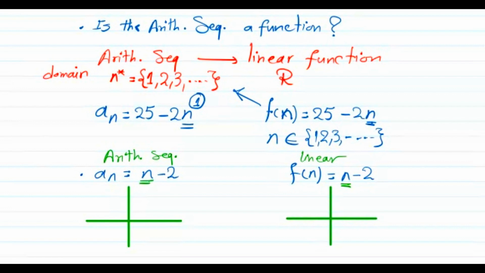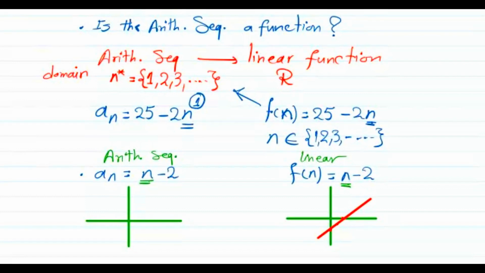In the linear function, we have to represent the function as a straight line, because if n equals 0, that means f of x has to be negative 2. If n equals 1, it has to be negative 1, and so on. So I have to represent it by a straight line, only a straight line.